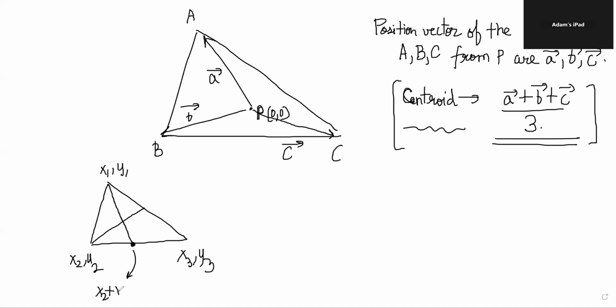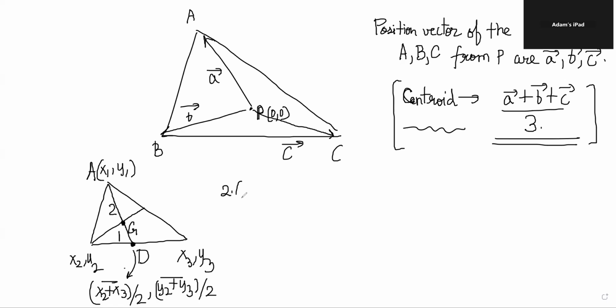x2 plus x3 over 2 and y2 plus y3 over 2. So this point D is simply this coordinate, and this is A, let's say. Don't you know that the centroid will divide the median line in the ratio 2:1? So can we do the section formula and find the coordinates of G now? Since I know the coordinates of A and D, can I find G?